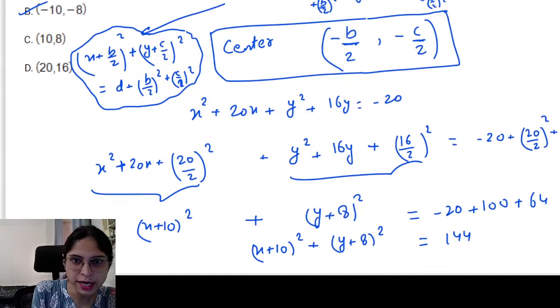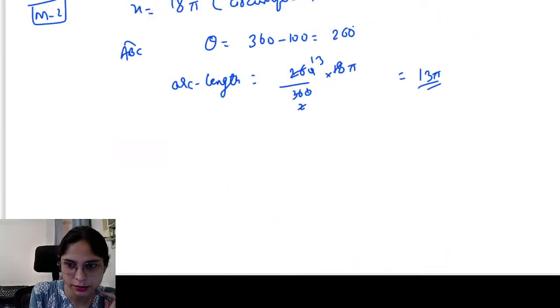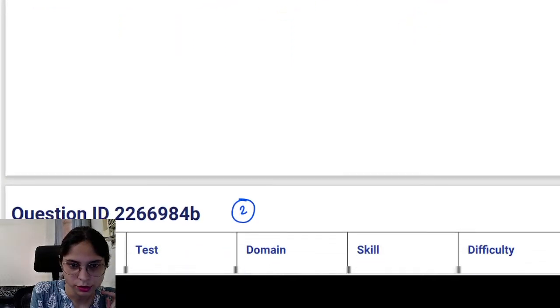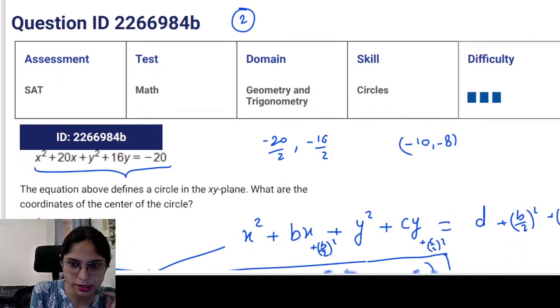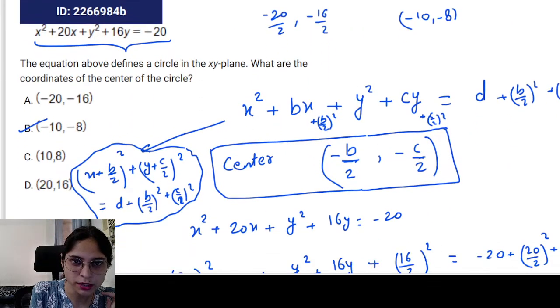I hope this makes sense, and I will be repeating this process again and again, so that by the end of it you are able to understand this fully. We are completing the square. Completing the square means what?